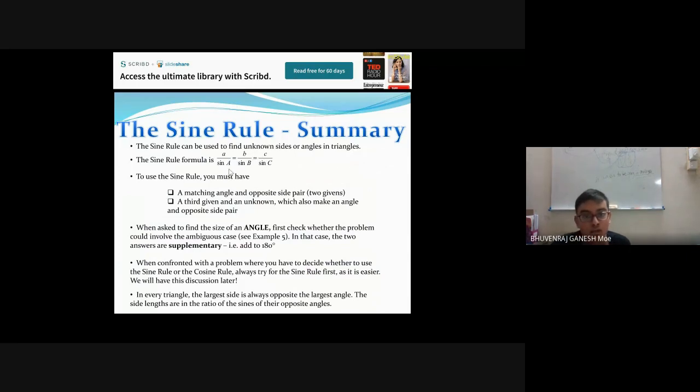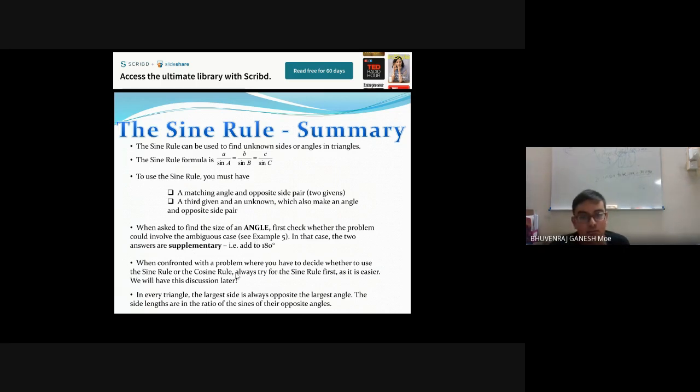And then to use the sine rule, we have a few rules. The rule is matching angle and opposite side pair, two pairs. The next one is a third is given, a third side or angle, or an unknown, which also makes an angle. And then the next one is when asked to find the size of an angle, you have to check whether the problem involves the ambiguous case or not. We'll see example 5 later. In the case two angles are supplementary, they add up to 180 degrees.